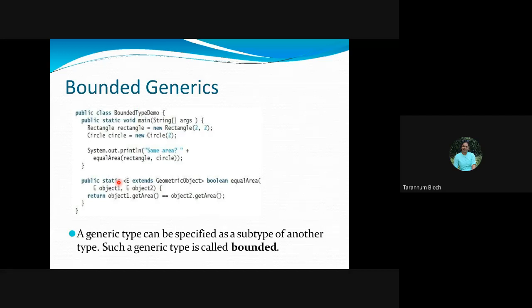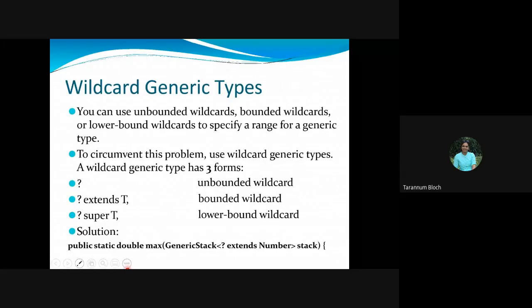So this is called a bounded generic type. Is it clear? Raw type, where we don't have the specification. Bounded, where the subtype is specified from another type. Clear? Should I move forward? Yes or no?